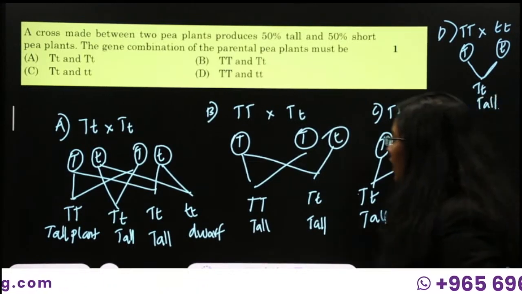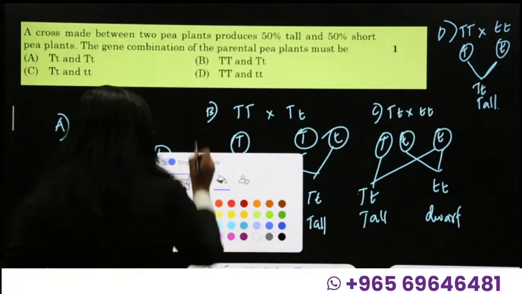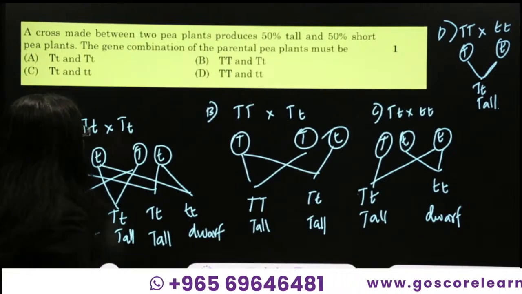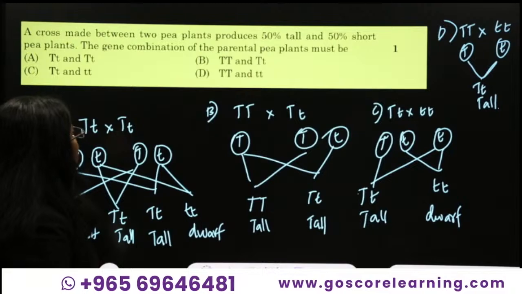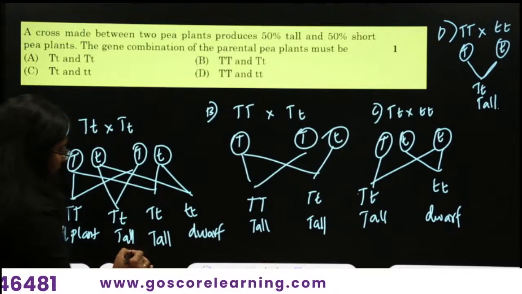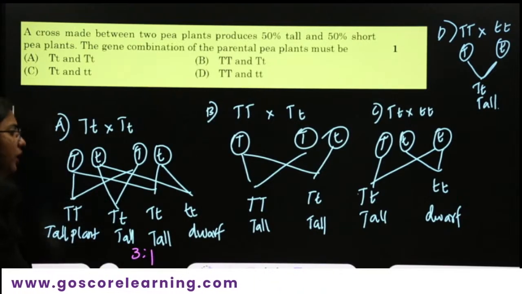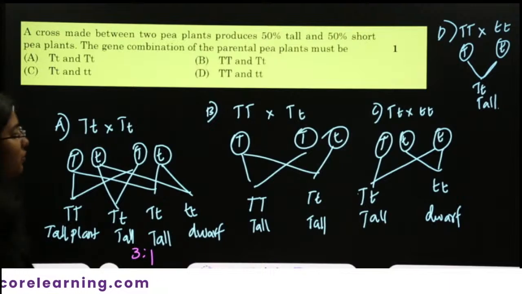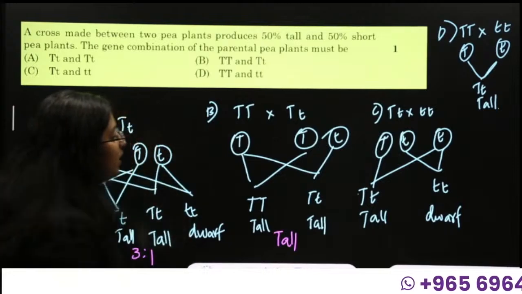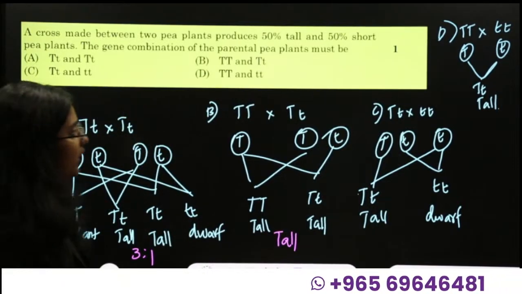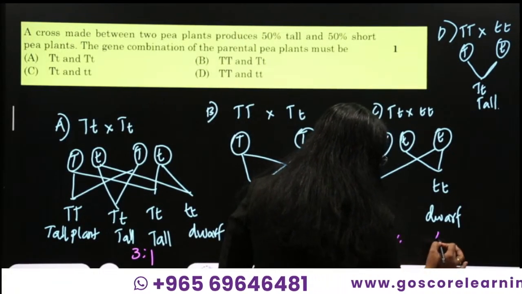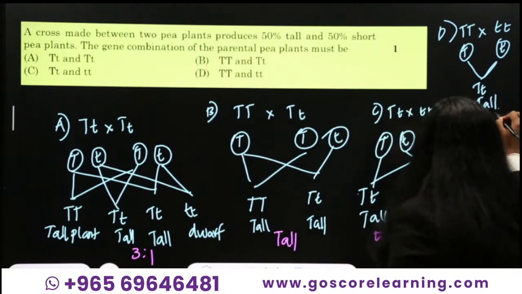So according to the question, what is the question given here? A cross made between two pea plants produces 50% tall and 50% short. Here the ratio is much different, that is the ratio is 3:1. The tall and dwarf ratio is 3:1. Here only the tall plants are produced, 100% of plants produced are tall. In the third case we could clearly say that 50% is tall and 50% is dwarf. In the fourth case 100% is tall.